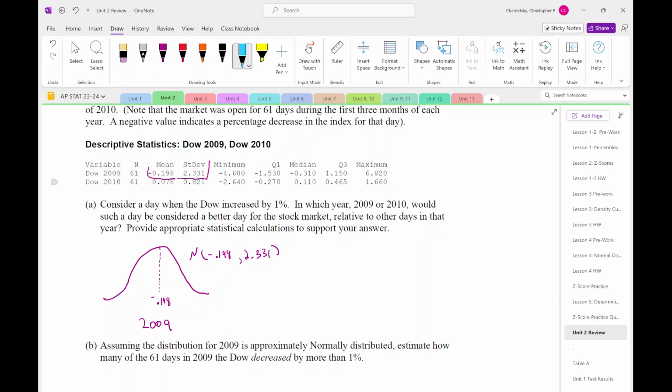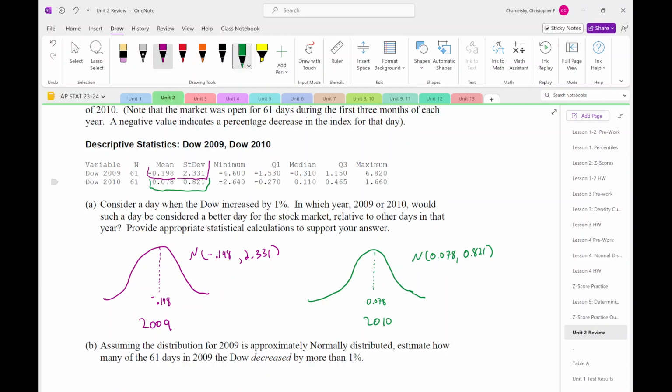Then in 2010, I'll do a different color. Here's 2010. The mean is 0.078 and the standard deviation is 0.821. So right down the middle, 0.078. That's the mean for 2010. So we're asking, when would a 1% increase, so a value of 1 on our graph, be the best?